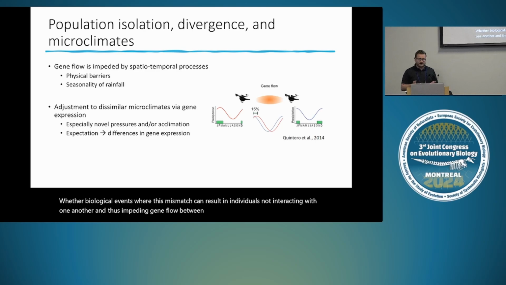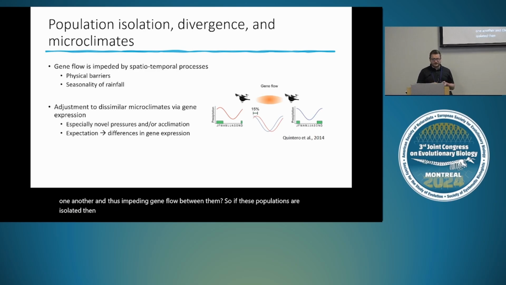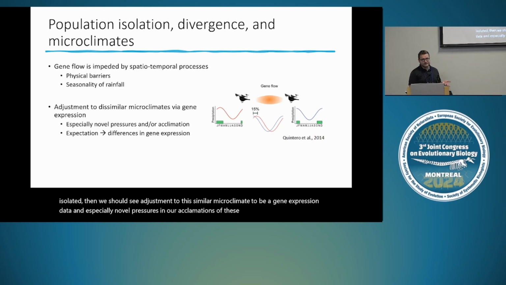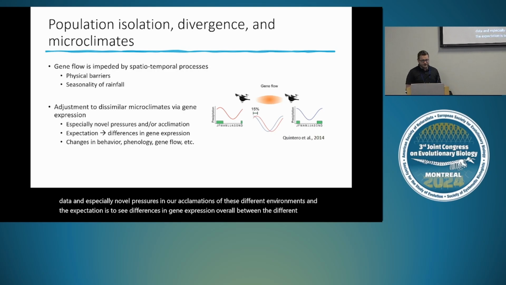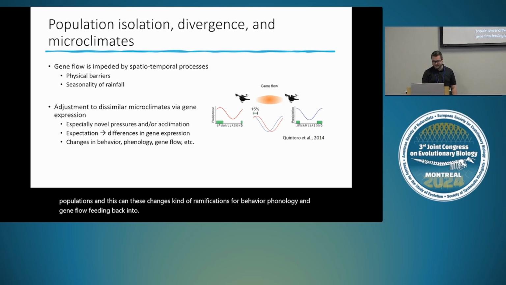So if these populations are isolated, then we should see adjustment to dissimilar microclimates via gene expression data, especially novel pressures and/or acclimation to these different environments, and the expectation is to see differences in gene expression overall between the different populations. And these changes can have ramifications for behavior, phenology, and gene flow, feeding back into isolating these populations over space and time.